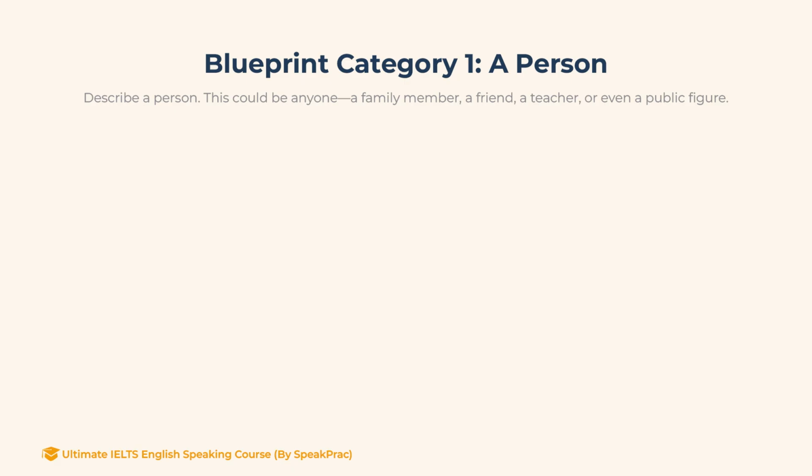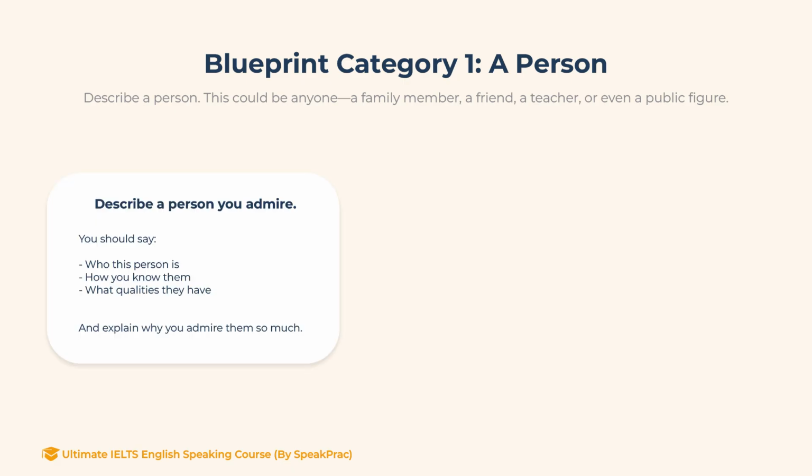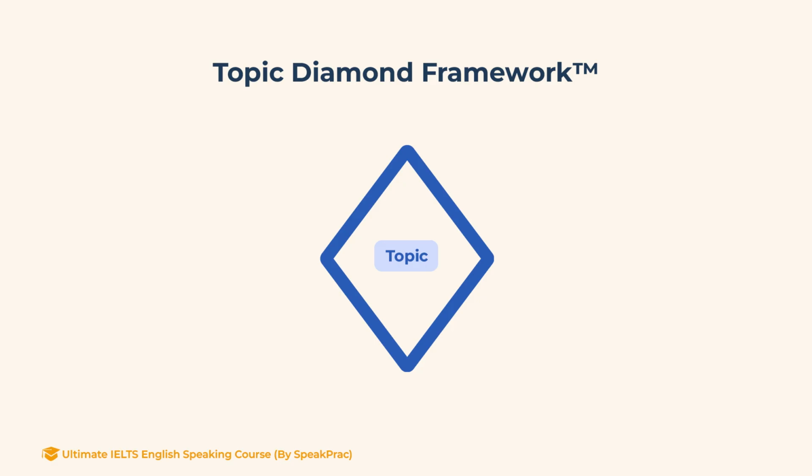A recent IELTS Speaking Part 2 question that appeared was, describe a person you admire. You should say who this person is, how you know them, what qualities they have, and explain why you admire them so much. Remember that in my other video about IELTS Speaking Part 2, I talked about the Topic Diamond answer template that you could use to answer a Part 2 question effectively.